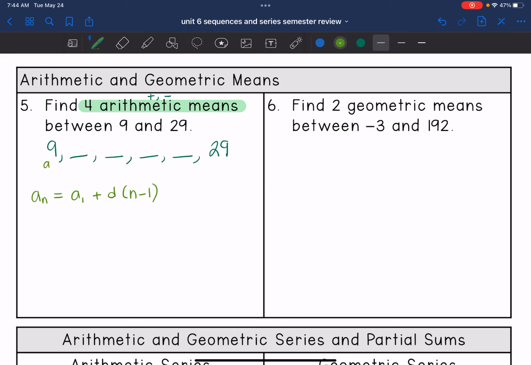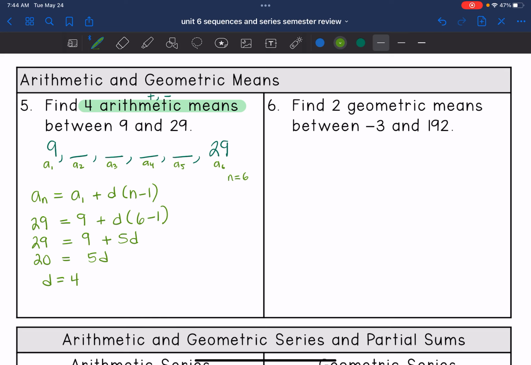So the first number is always a sub 1, a sub 2, a sub 3, a sub 4, a sub 5, a sub 6. So for that a sub n, we're going to use a sub 6, meaning that n is 6. So I'm going to plug in 29 equals 9 plus d times (6 minus 1). We don't know d yet. Okay, so let's simplify and solve for d. Subtract 9 from both sides. Divide by 5, so d equals 4.